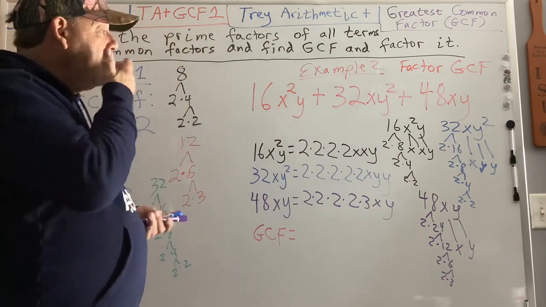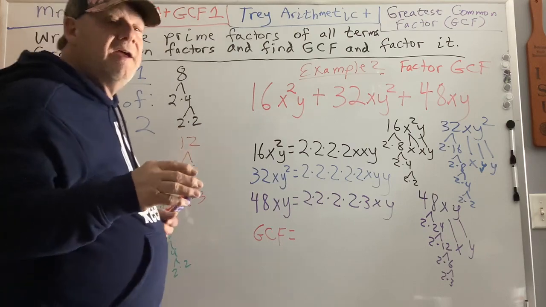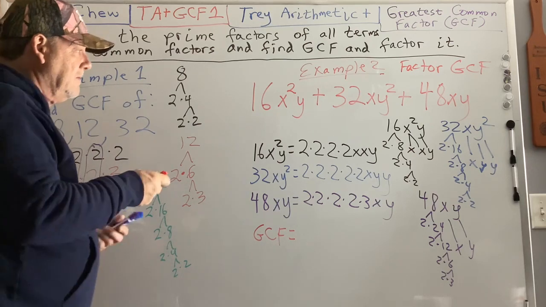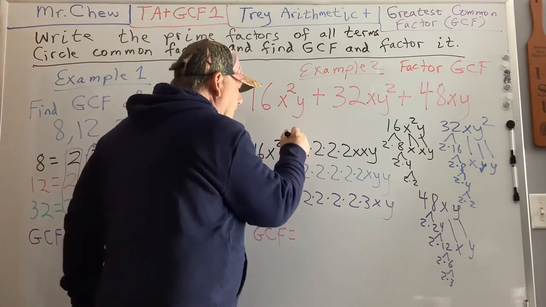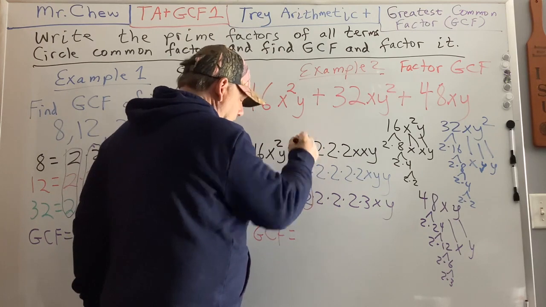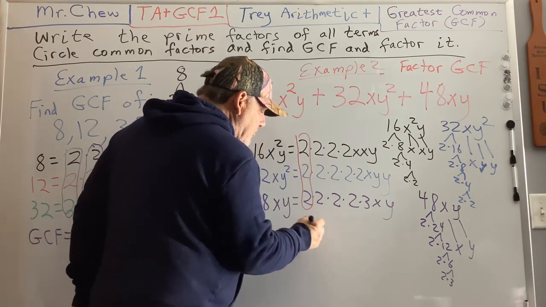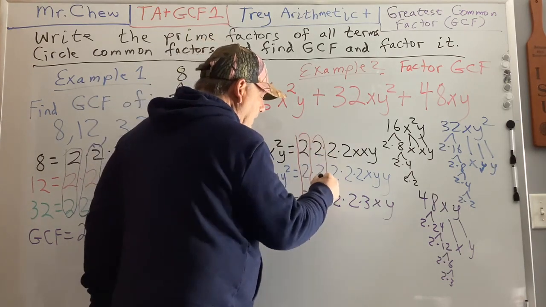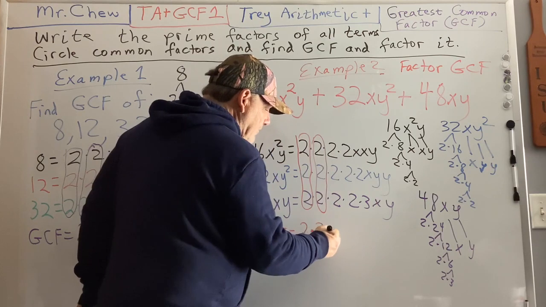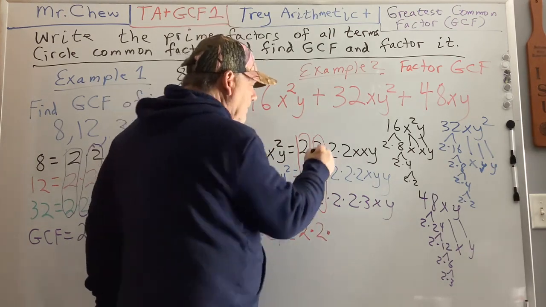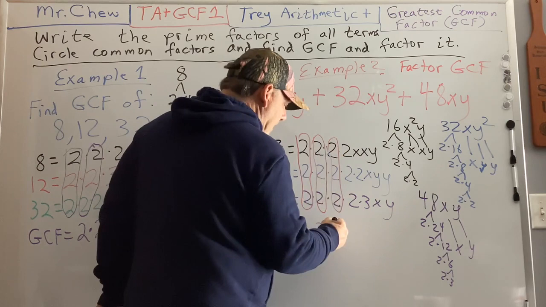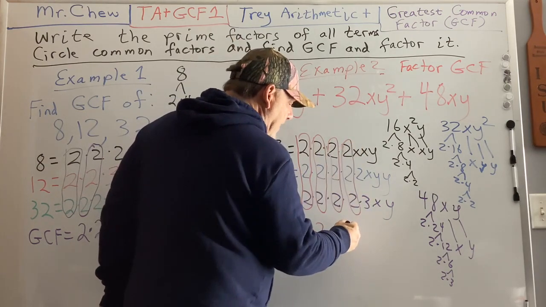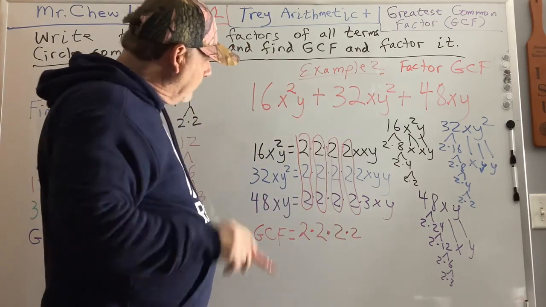All right, so now all I have to do is circle what's common. It's got to be in every one of them. And when you circle it, it becomes a factor in your GCF. I circled all those 2's, so I write it down as a factor. I circle all 3 of those 2's. Remember, it has to be in every one of them. I write it as a factor.